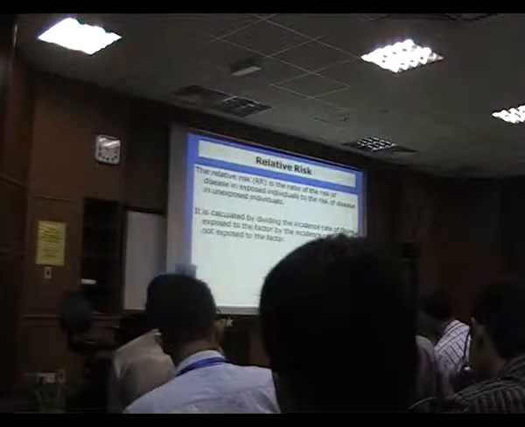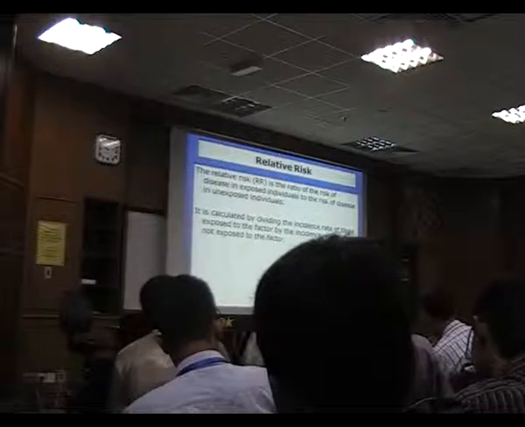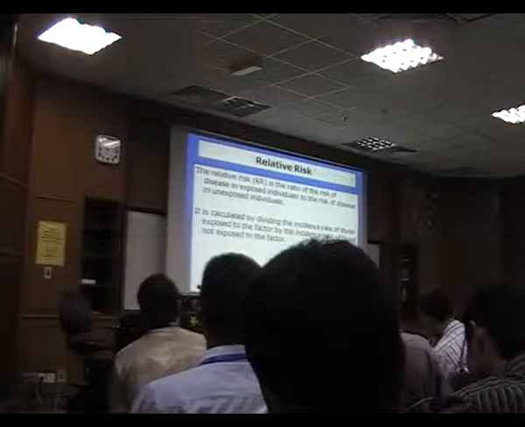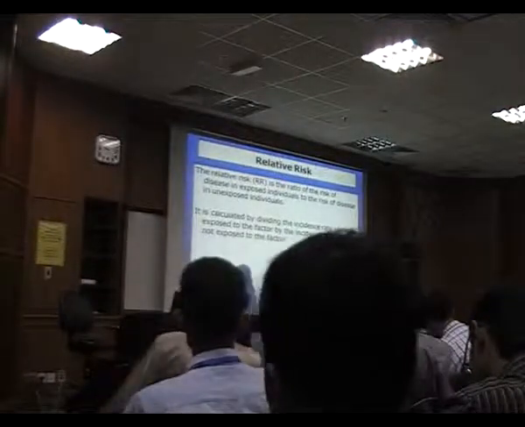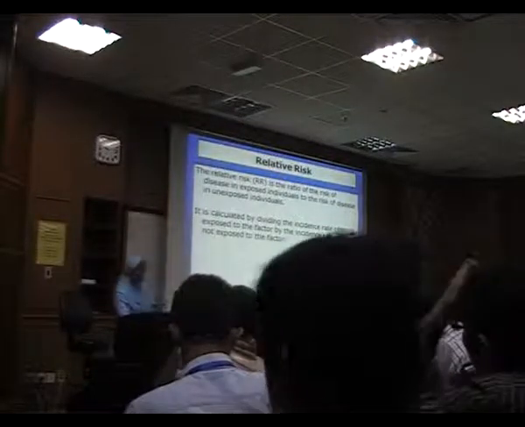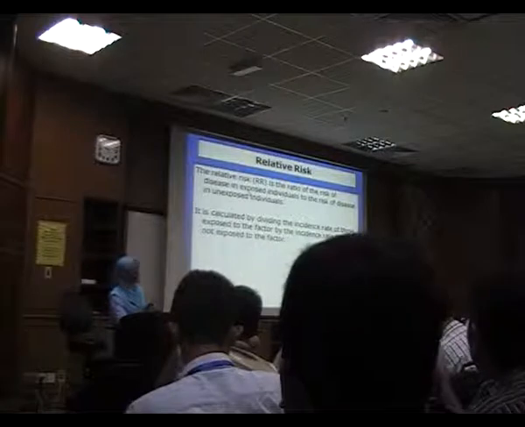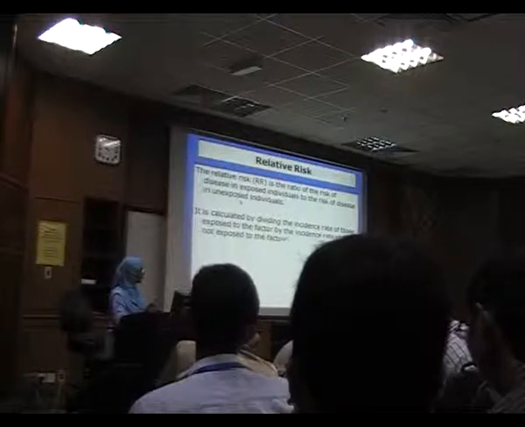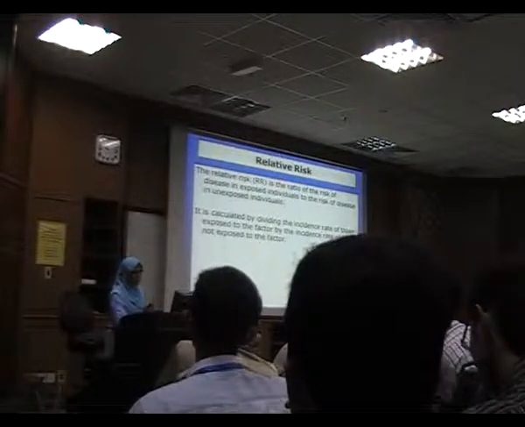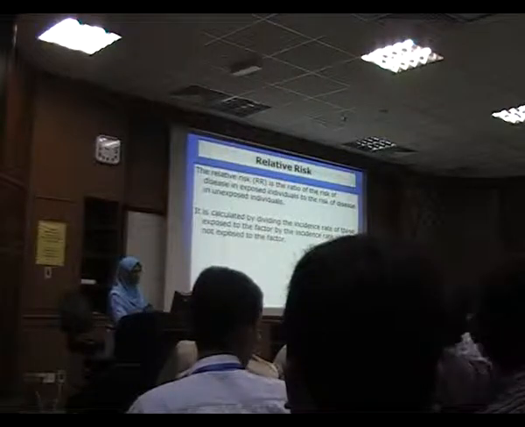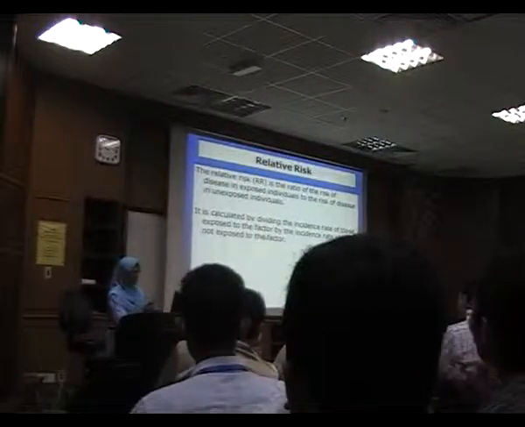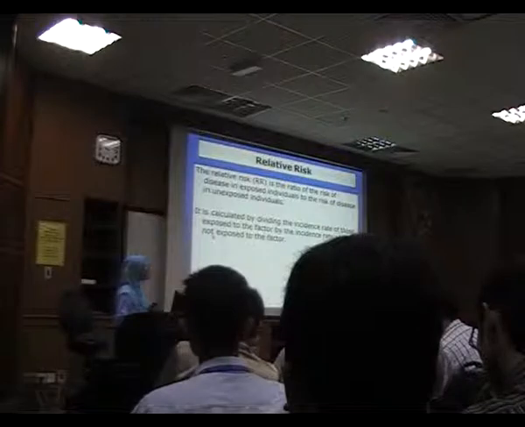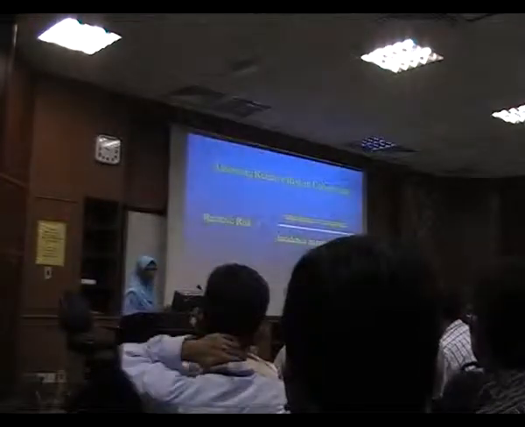So, in a cohort study, the measure of association is relative risk. In a case control study, the measure of association is the odds ratio. Relative risk is the ratio between what? The risk of disease in exposed individuals and the risk of disease in unexposed individuals. It is calculated by dividing the incidence rate of disease in the exposed group by the incidence rate of disease among the non-exposed group. You understand?